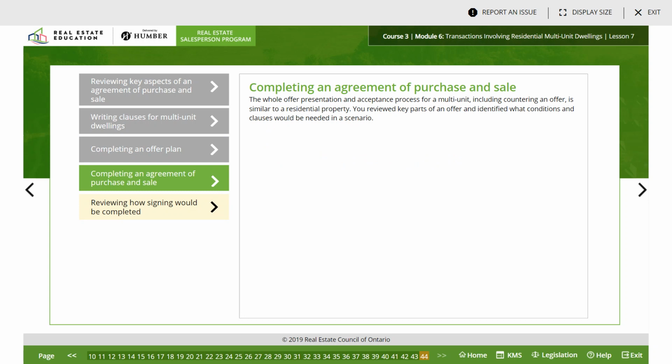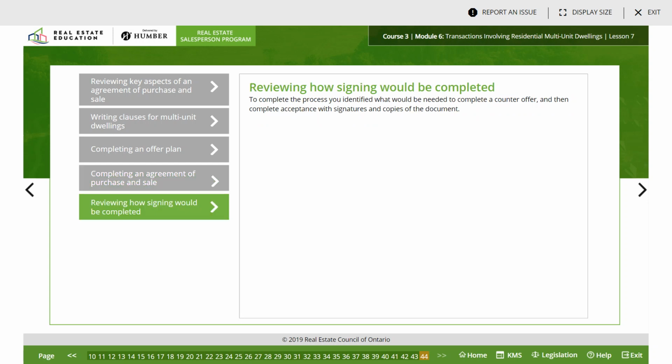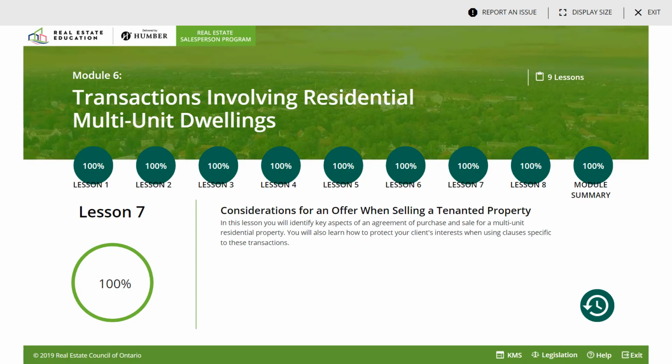Completing an agreement of purchase and sale. The whole offer presentation and acceptance process for a multi-unit, including countering an offer, is similar to a residential property. You reviewed key parts of an offer and identified what conditions and clauses would be needed in the scenario, reviewing how signing would be completed. To complete the process, you identified what would be needed to complete a counter offer, and then complete the acceptance with signatures and copies of documents.